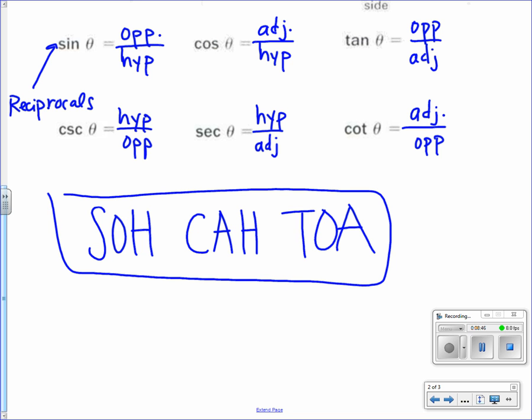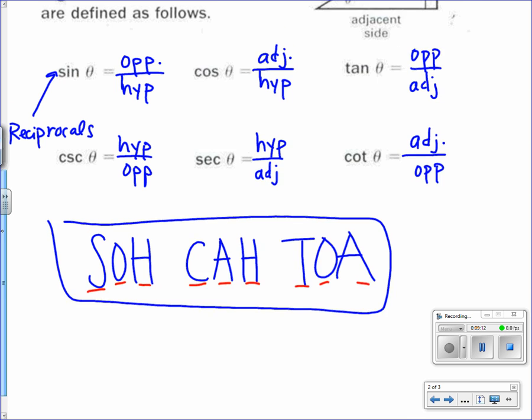Because SOHCAHTOA is a short way to remember the ratios. Because sine is opposite over hypotenuse. Cosine is adjacent over hypotenuse. And tangent is opposite over adjacent. So if you remember that saying, and especially how you spell it, then you'll remember the ratios. Okay?